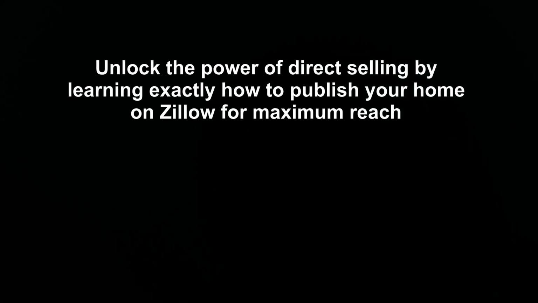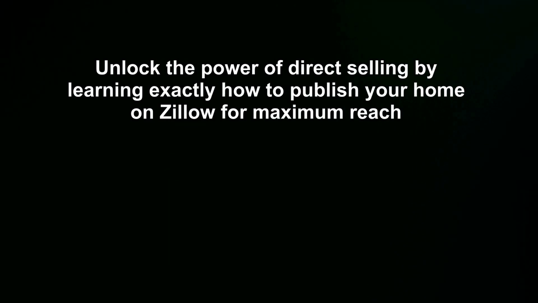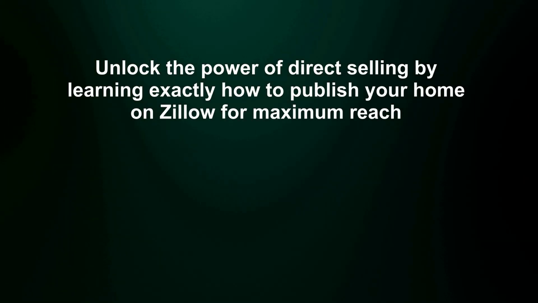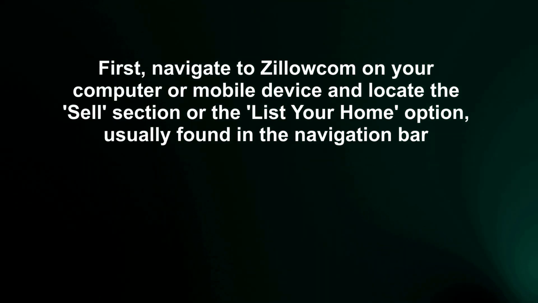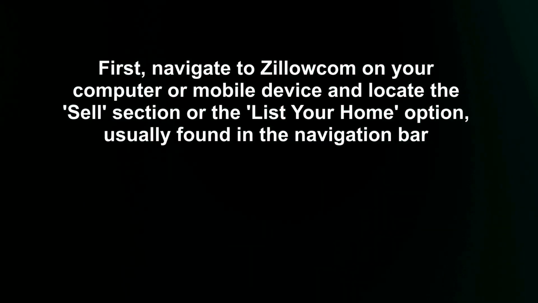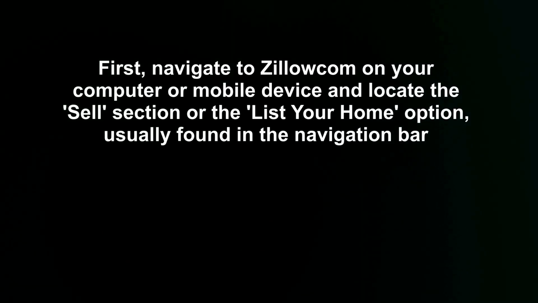Unlock the power of direct selling by learning exactly how to publish your home on Zillow for maximum reach. First, navigate to Zillow.com on your computer or mobile device and locate the Sell section, or the List Your Home option, usually found in the navigation bar.